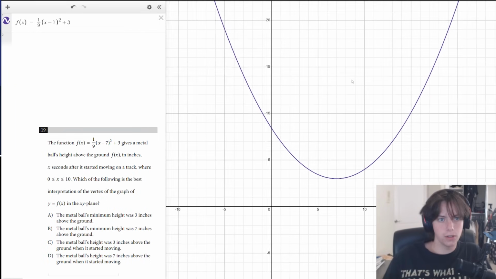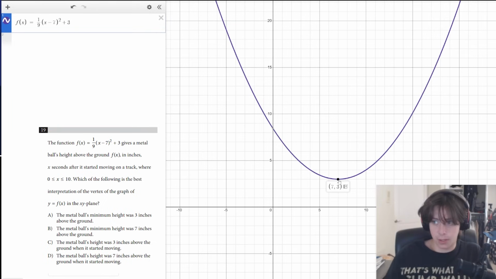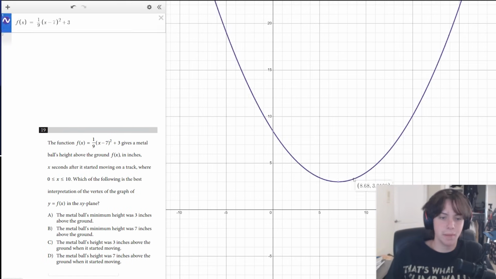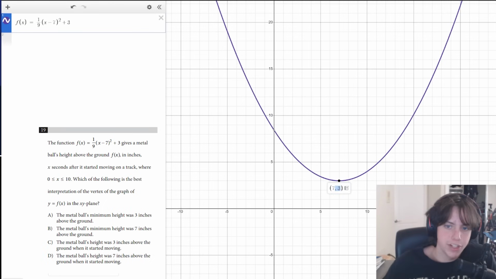So looking at our little parabola, we see that our minimum is at (7, 3), and our y would be our height. So we know that A is right. So we know our answer is A. But just in case you don't feel like you trust that, we can check our other answers.